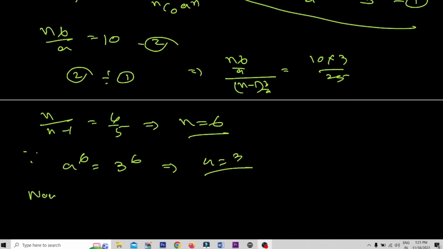Now nb by a equals 10. So put n as 6 and a is 3. We are getting b equal to 5.